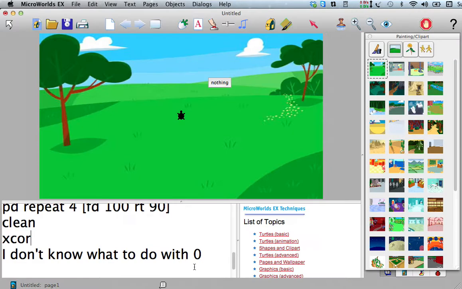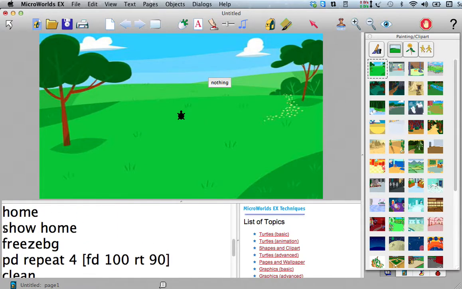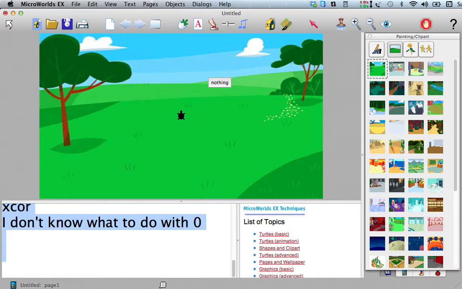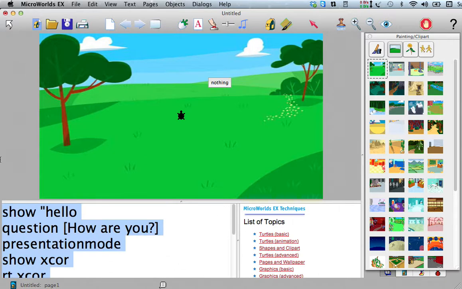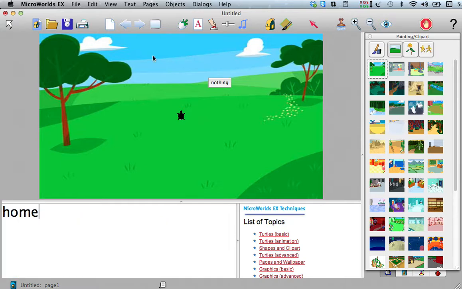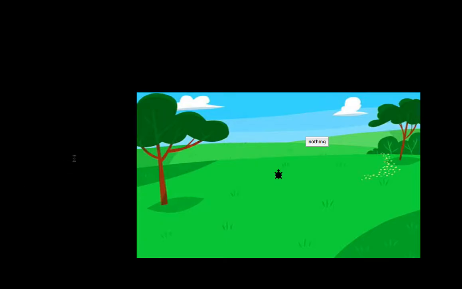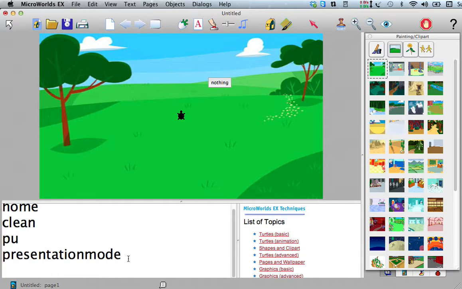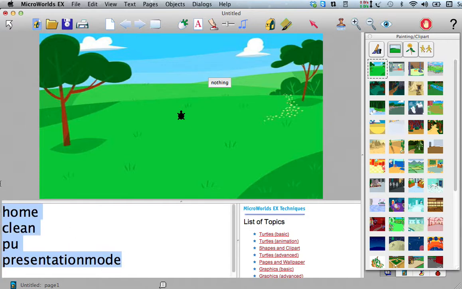And as we said in the last video, some procedures, and these can be commands or reporters, do not need any inputs to do their job, like home, or clean, or pen up, or presentation mode. These are all commands that need 0 inputs.